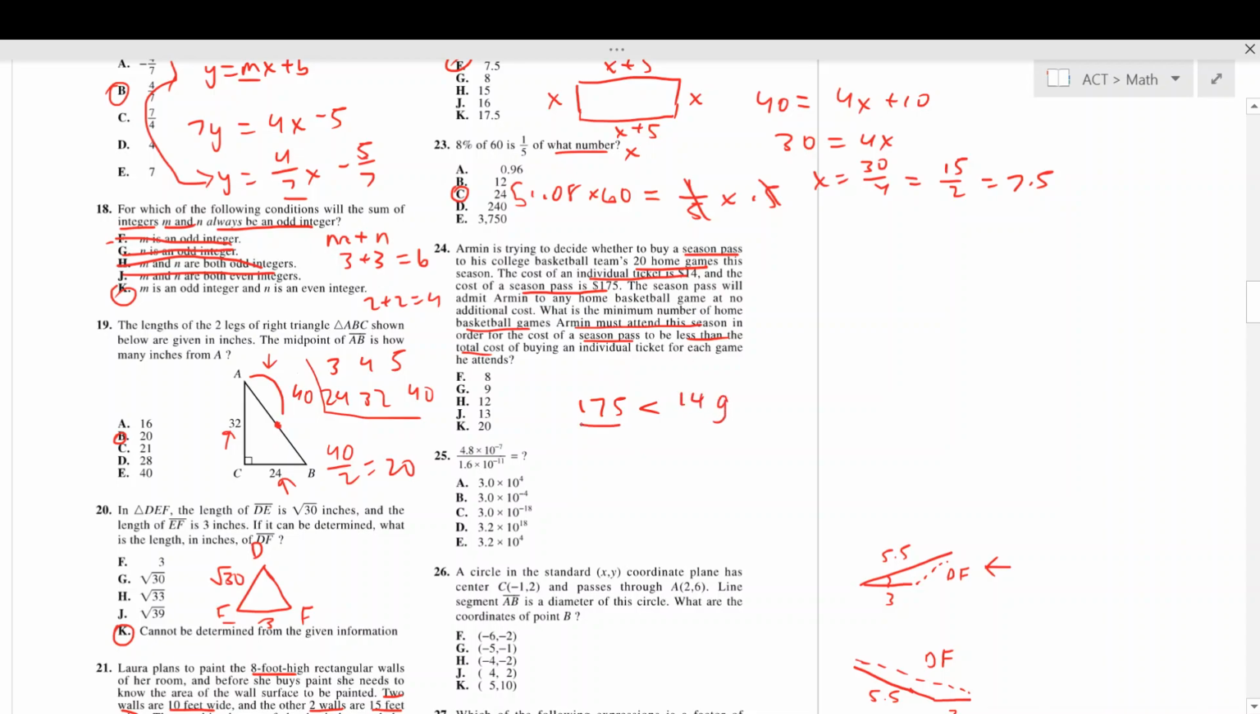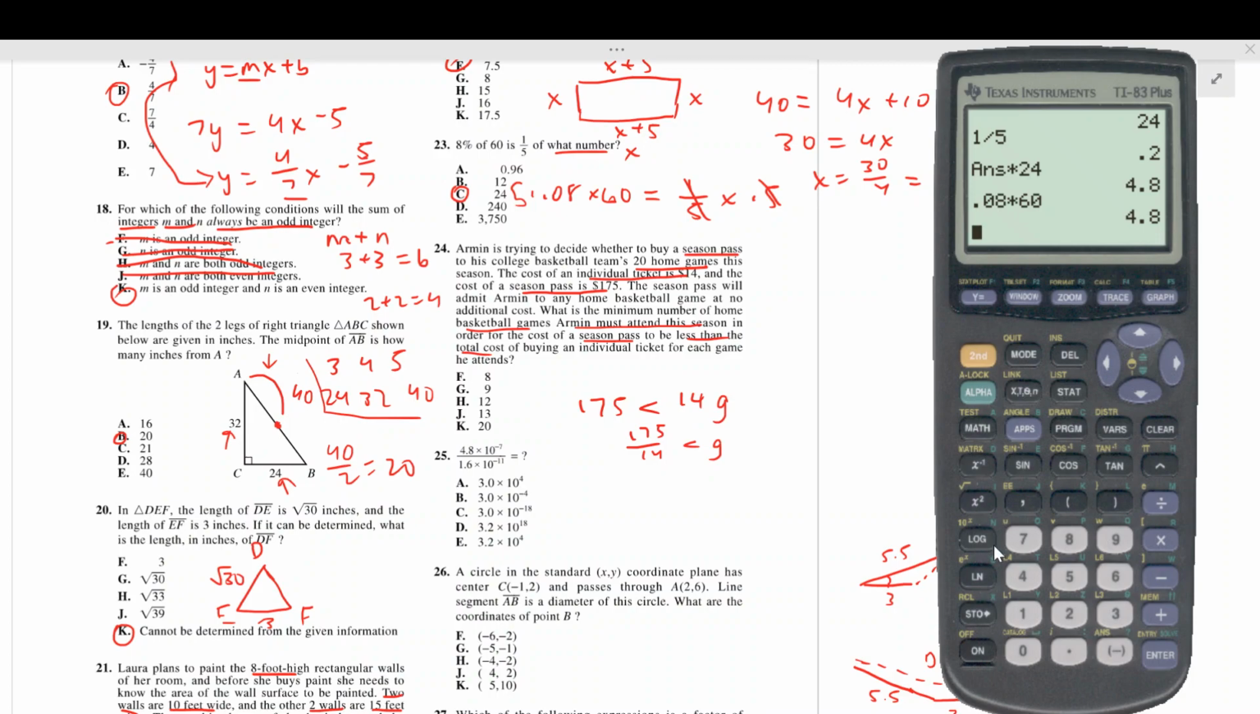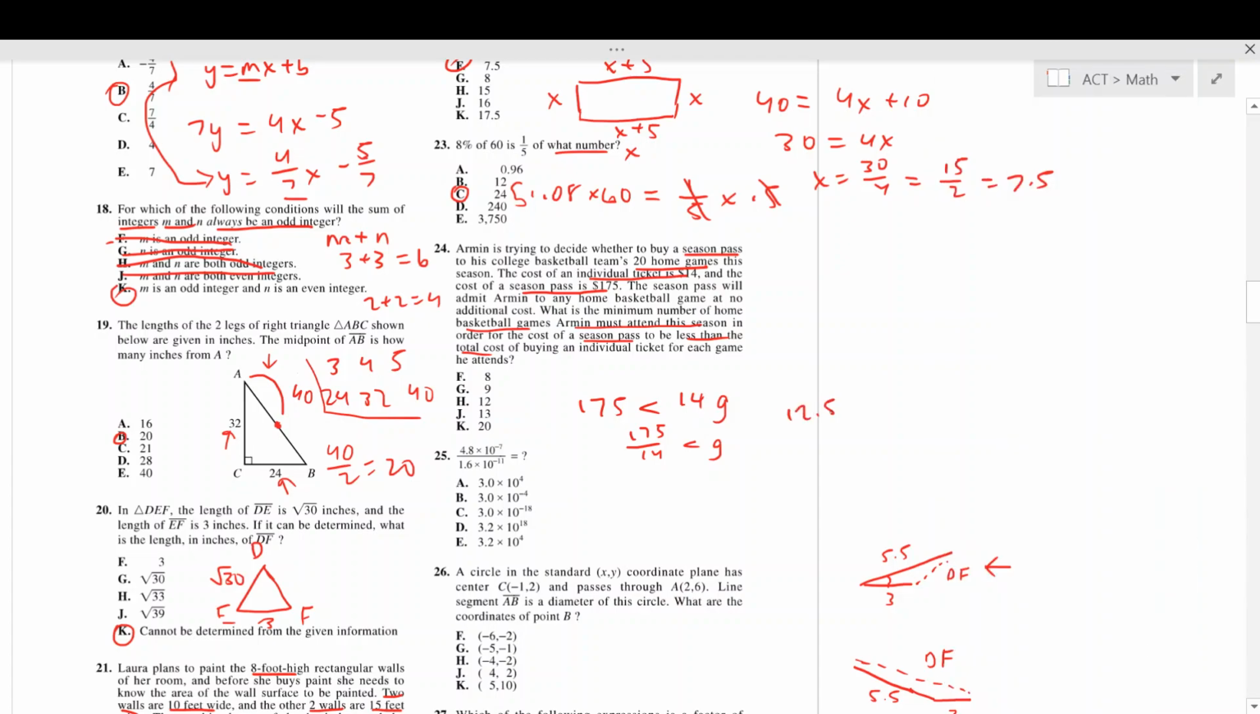We want $175 to be less than $14 times the number of games, right? So this is solve the inequality. We divide by 14 on both sides. We'll get 175 over 14 should be less than G. G is the number of games he needs to attend. And let's put that in a calculator. 175 over 14 is 12.5. 12.5 is less than G.